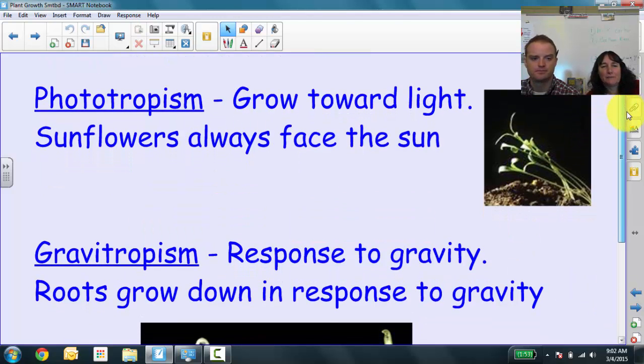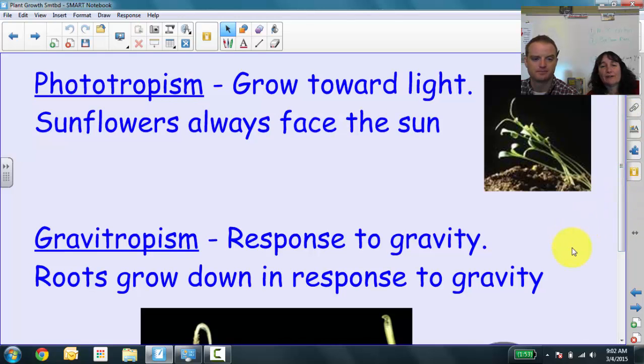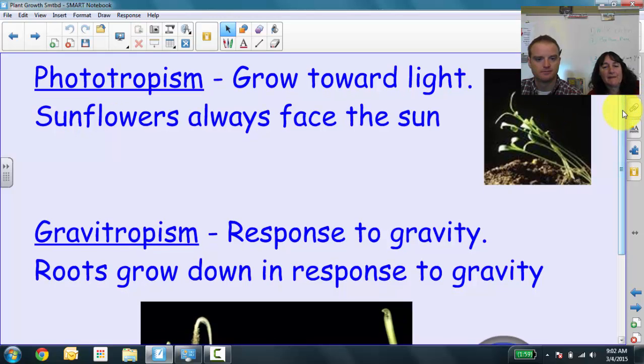Then we have phototropism, and that's going to be growth toward the light. Sunflowers are called sunflowers because they always face the sun. So as the sun moves across the sky, the sunflowers move too. And that's part of the phototropism.